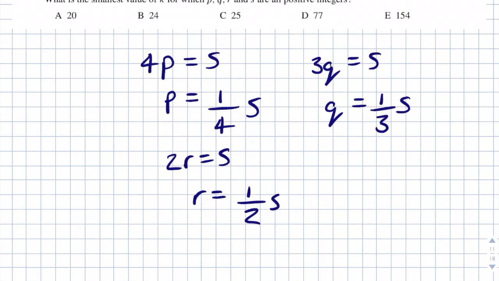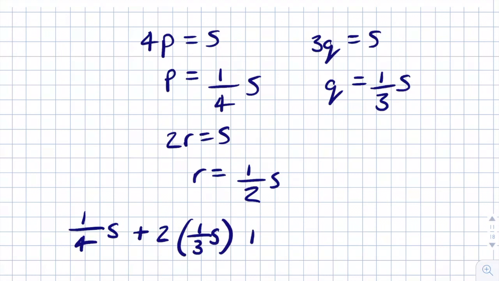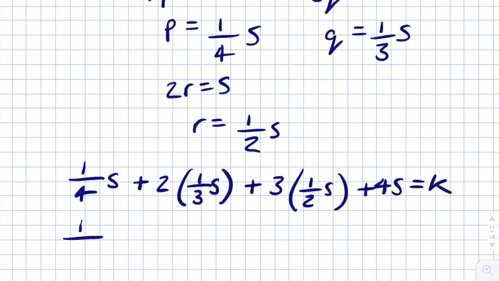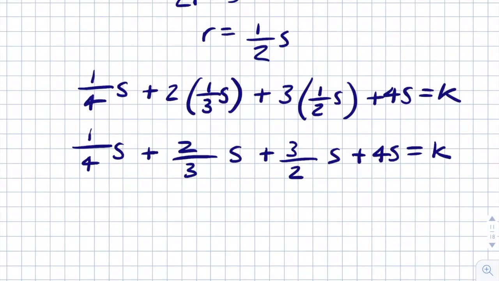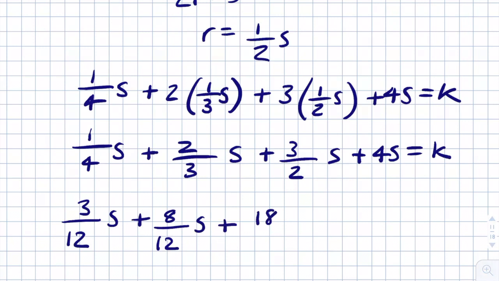We're told that P, which is a quarter of S, plus 2Q, which is 2 times a third of S, plus 3R, which is 3 times half of S, plus 4S is equal to K. If we simplify this, we get a quarter S plus 2/3 of S plus 3 over 2 S plus 4S equals K. With 4, 3 and 12, I can see a common denominator of 12. So we make that 3 over 12 S plus 8 over 12 S plus 18 over 12 S plus 4S.